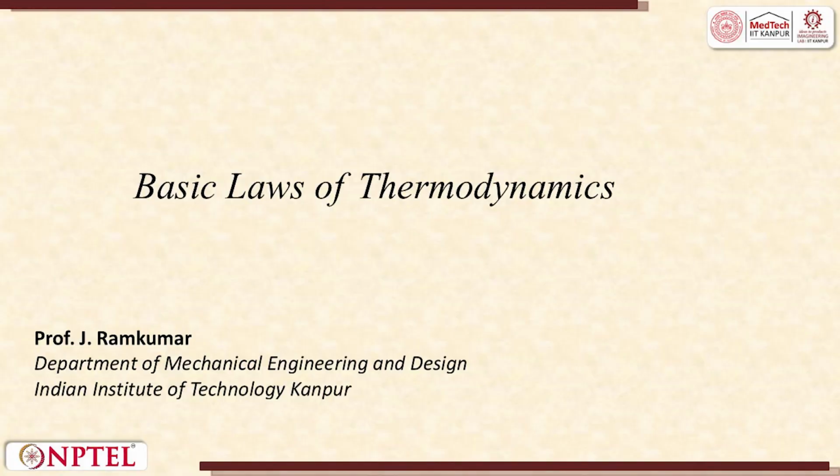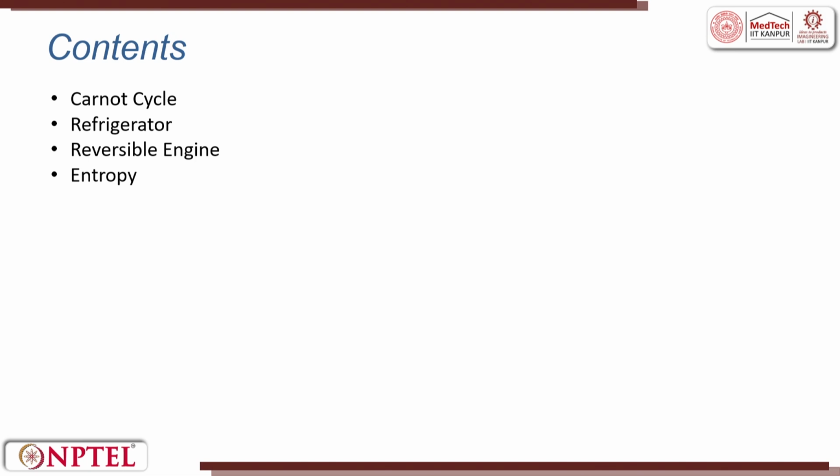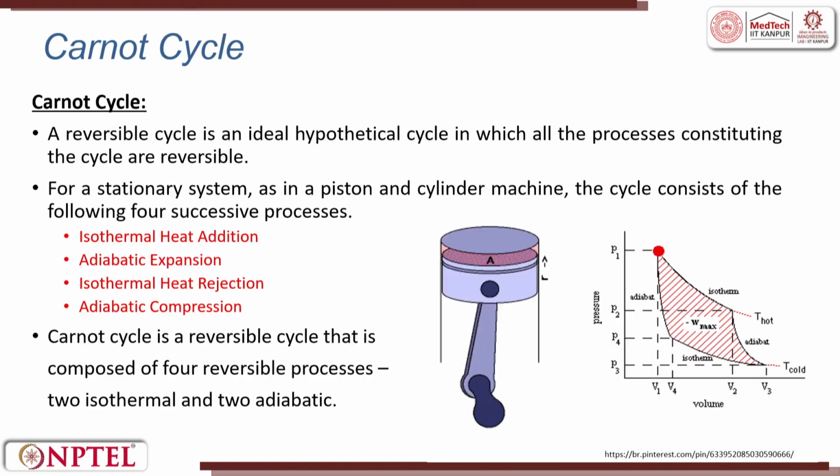Well friends, welcome to the fourth part of basic laws of thermodynamics. In this, we will try to see the Carnot cycle, how to calculate the COP of the Carnot cycle, refrigerator, reversible engines, and finally entropy. In the second law of thermodynamics, we said there is a randomness introduced. That randomness is entropy. We will see that in detail.